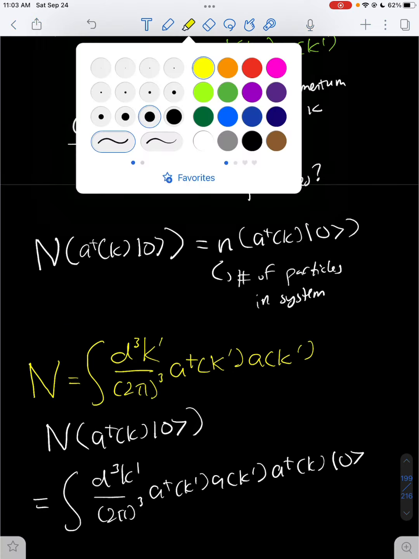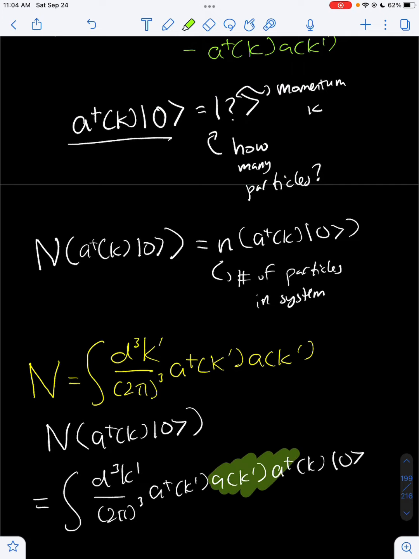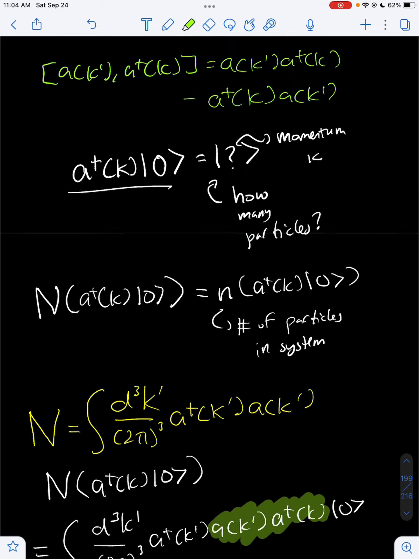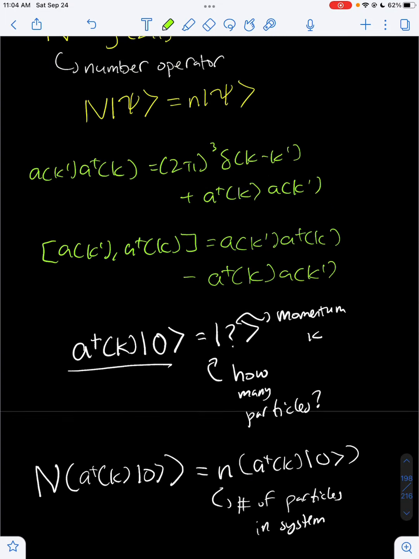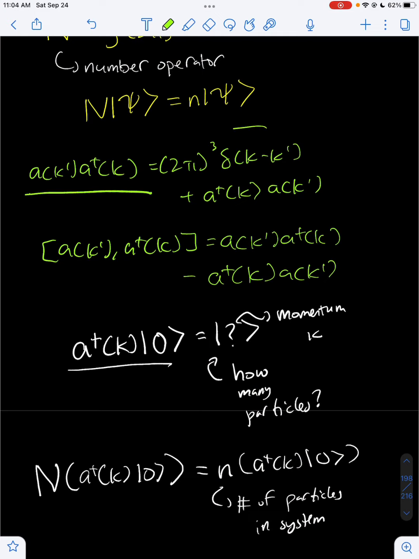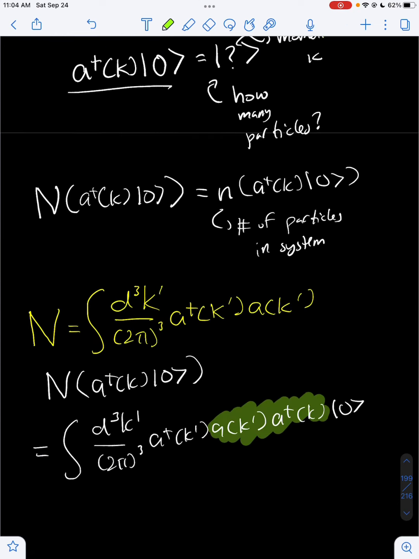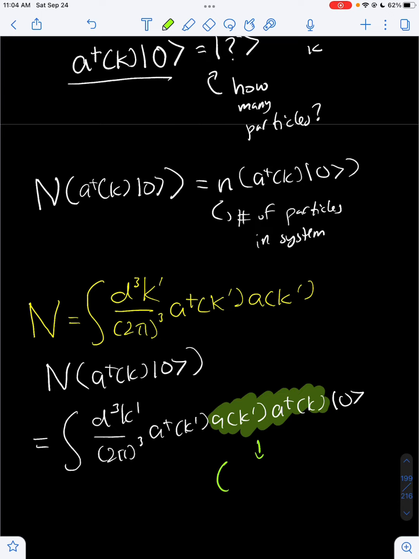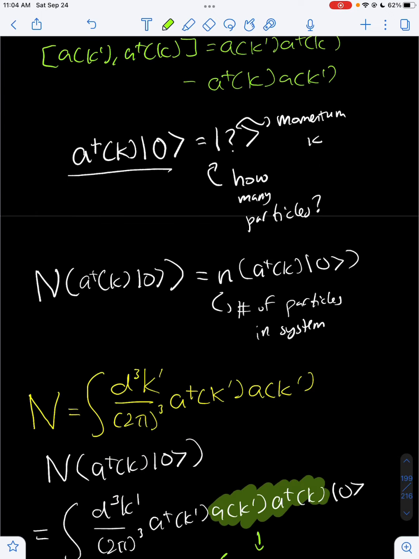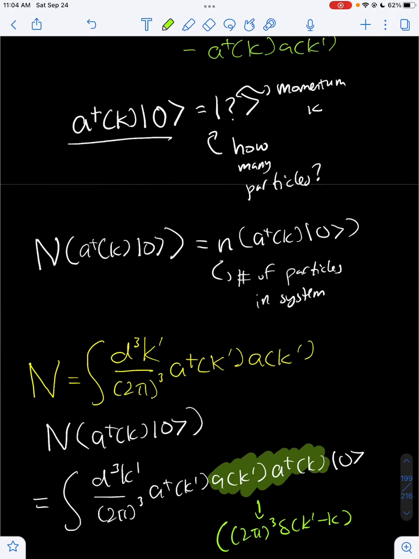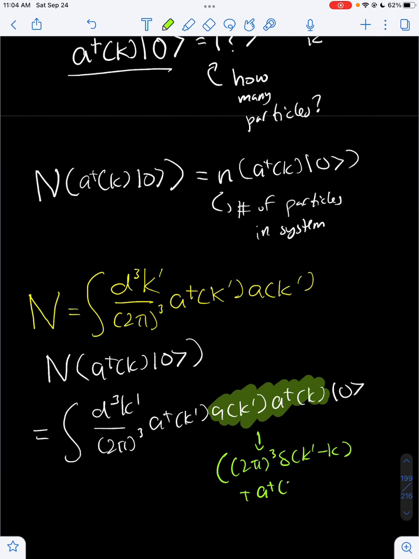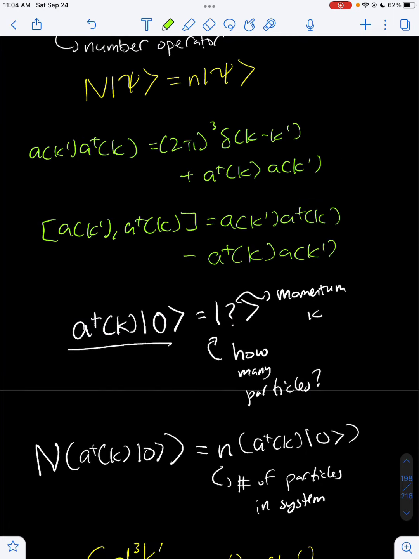Now we can notice this term in the green, and we can expand this term out by referring back to our commutators. So that's just going to be this term right over here, and we derived this with our commutator relations. So this term is just going to be expanded out as 2 pi cubed delta of k prime minus k plus A conjugate k A of k prime.